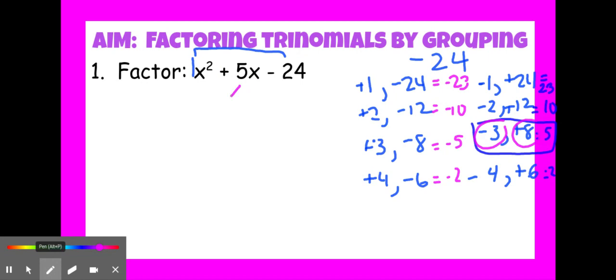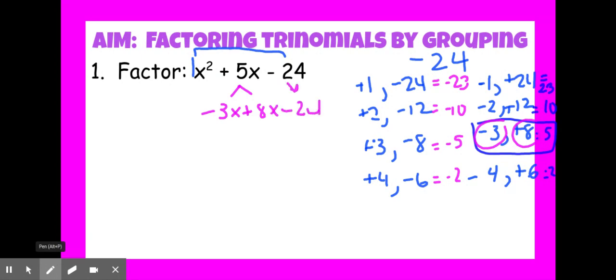So this is going to break up to negative 3x, positive 8x, and then the same steps apply. Bring down your negative 24 and bring down your x squared. Now just remember to bring those signs. It's so important. And then our grouping starts. So we're going to group our two terms together. The GCF between x squared and negative 3x is x. So we're going to bring our x out. We're left with x minus 3.